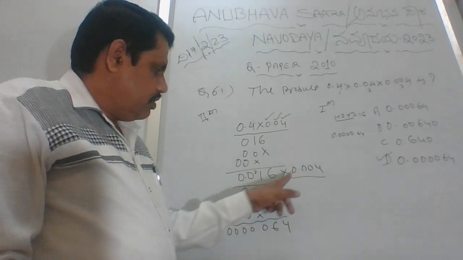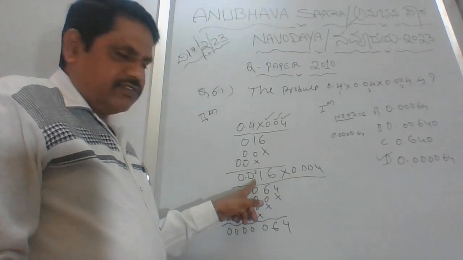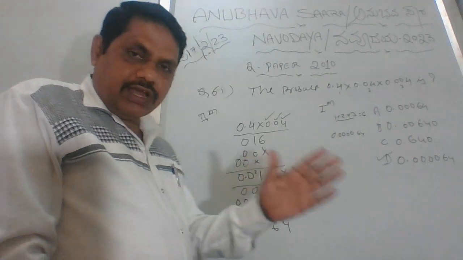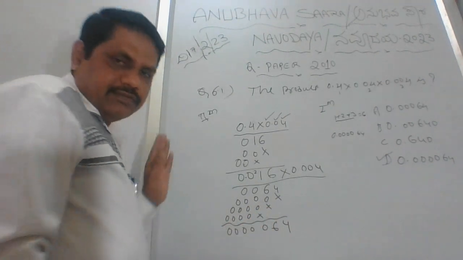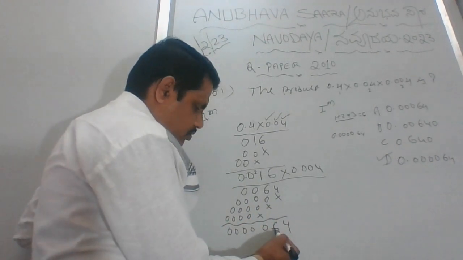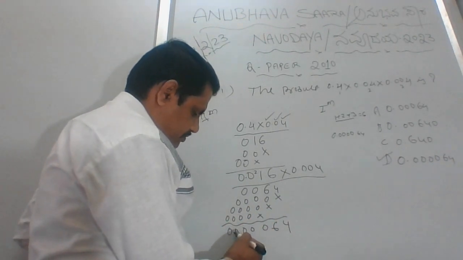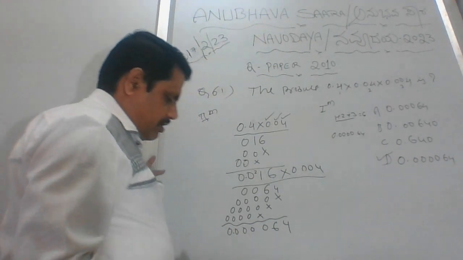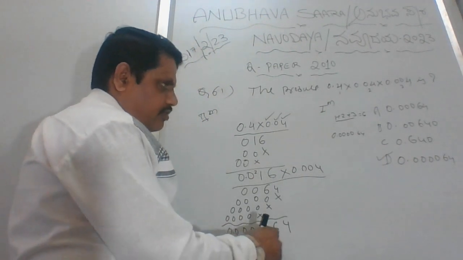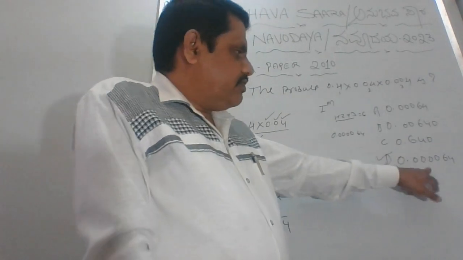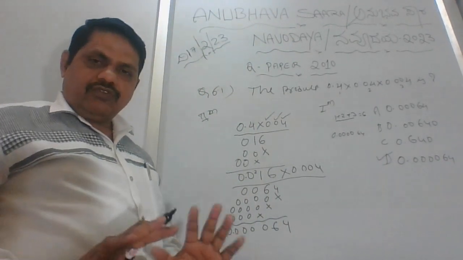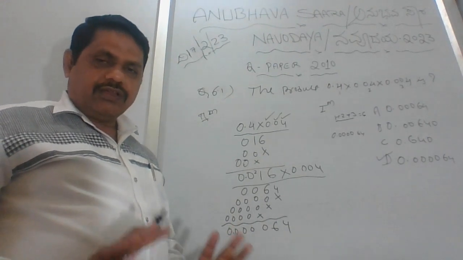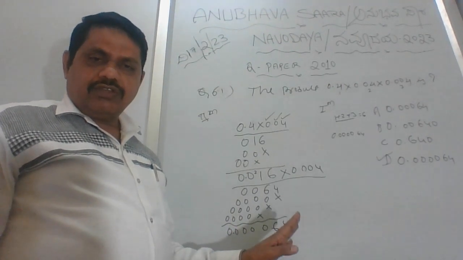1, 2, 3, 4, 5, 6. Total 6 numbers from right to left. Wherever it comes, we have to put the dot there. Okay. 1, 2, 3, 4, 5, 6. That means the dot will come here. 0, 0, 0, 64. So it's the same answer. There is no doubt in this.